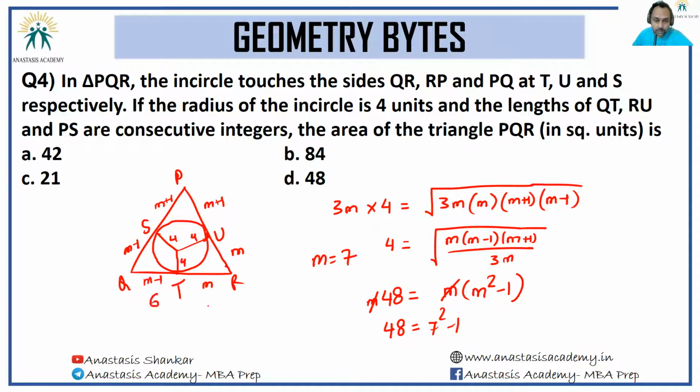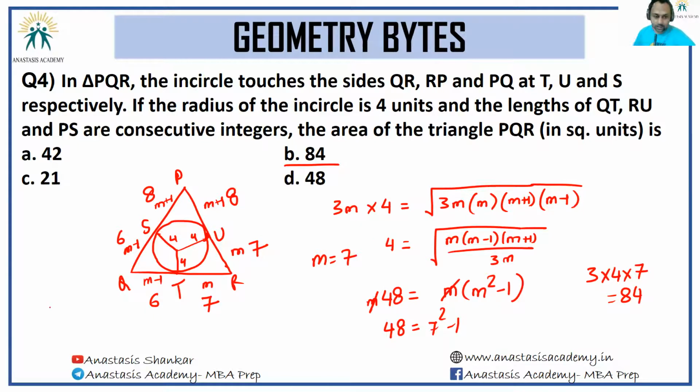Which should mean this is 6, this is 7, this is 7, this is 8, this is 8, and this is 6. So the length of the sides is 13, 14, 15. Area of the triangle, we can happily turn it into 3 into 4 into 7, which is equal to 84. This is one technical way of reaching the answer.